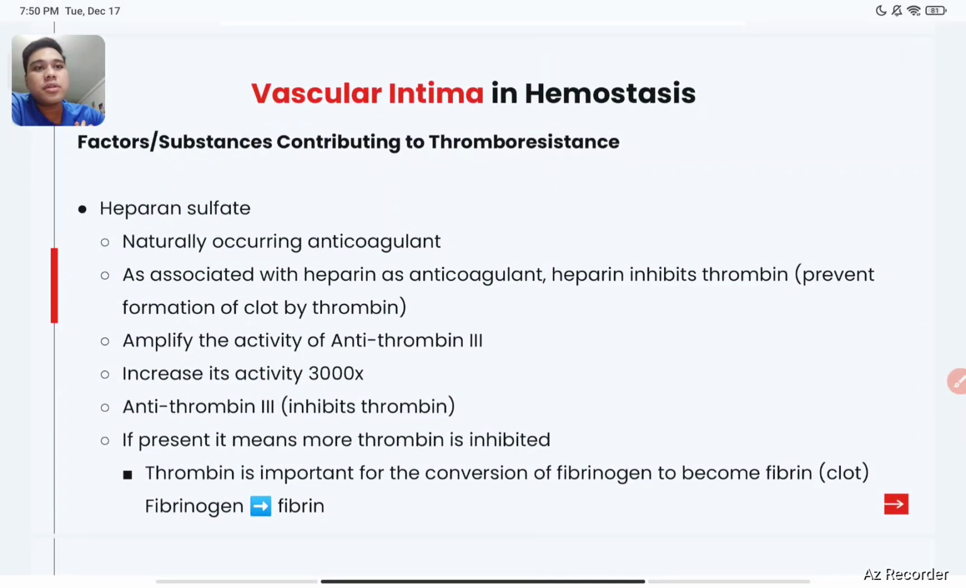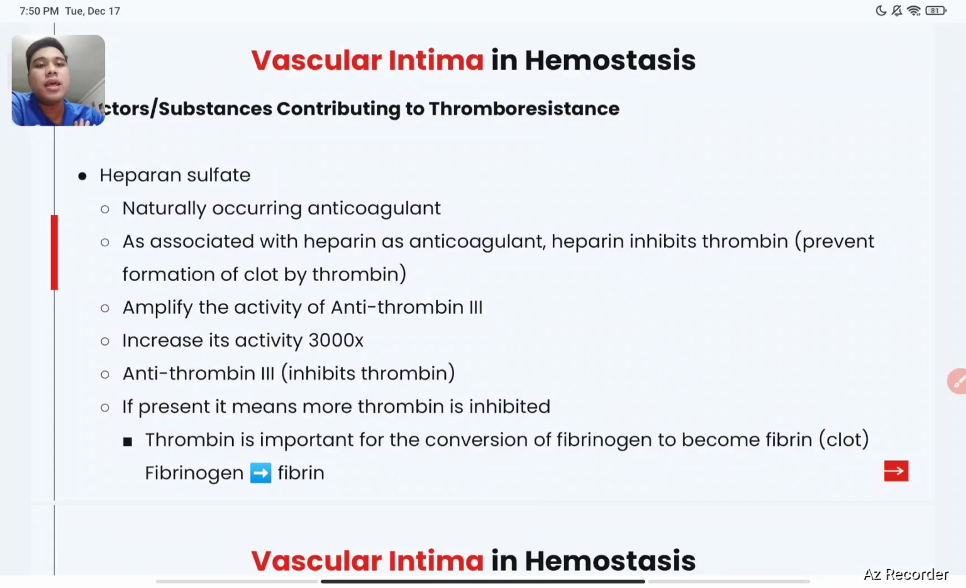So factors or substances contributing to thromboresistance. So you have your heparan sulfate. It's a naturally occurring anticoagulant. As associated with heparin as anticoagulant, heparin inhibits thrombin. Thrombin is our factor 2, di ba? Factor 2 will activate factor 1, which is fibrinogen. So kapag nawala si heparin, ma-activate niya si thrombin, di ba? So need mo ng heparin para hindi ma-activate si thrombin, para hindi ma-activate si factor 1.